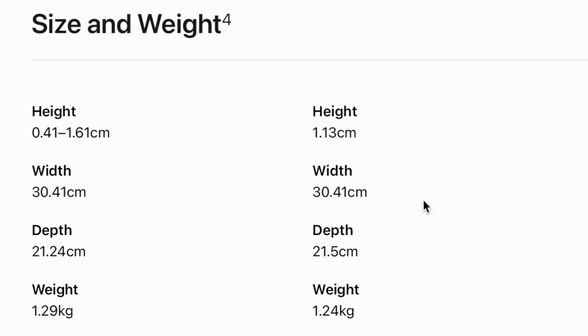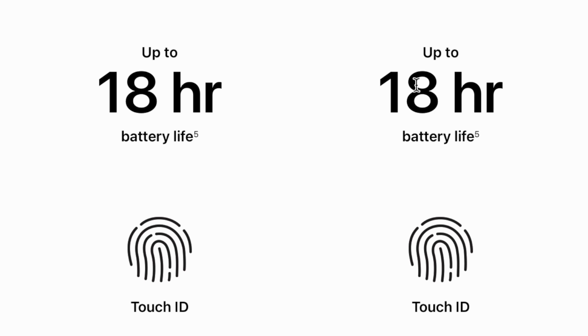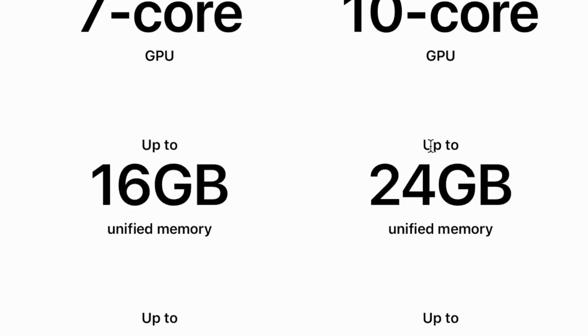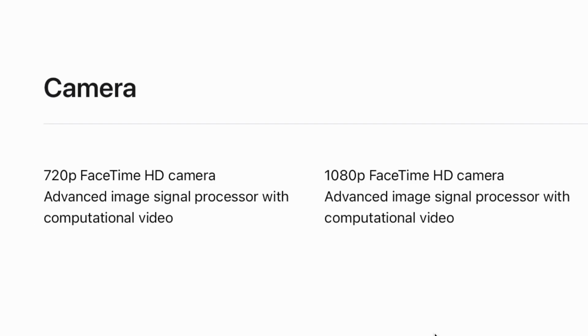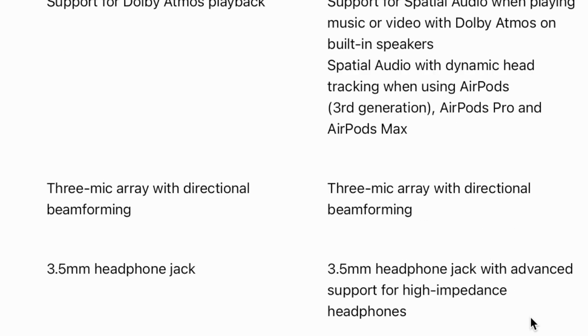Height-wise, it's slightly thinner than the M1 Air, and that brings down its weight to 1.24 kilo. Considering that it comes with a new chip, it has the same battery life. You can go up to the same maximum capacity in terms of internal storage. You can go up to more RAM, it can handle more GPU. Now instead of 720p, which is what I have on my M1 Air, it goes up to 1080p. It's full HD. It has a better sound system now. It has 4 speakers, with spatial audio. The headphone jack now supports high impedance headphones.